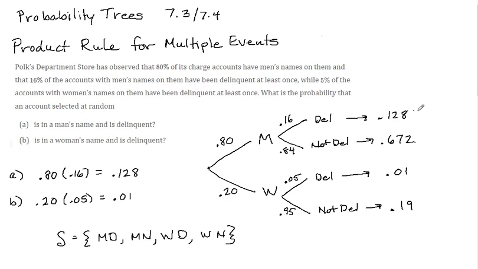And if you add up all of these probabilities, you should get 1.00. That should be 100% of the sample space. Let's look at a couple of homework problems now.